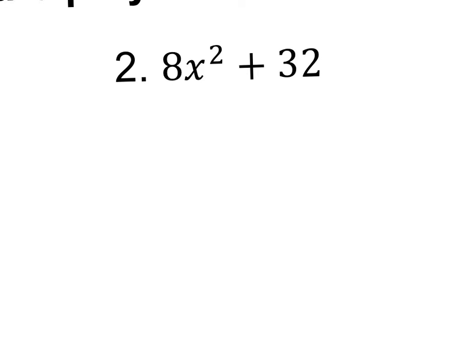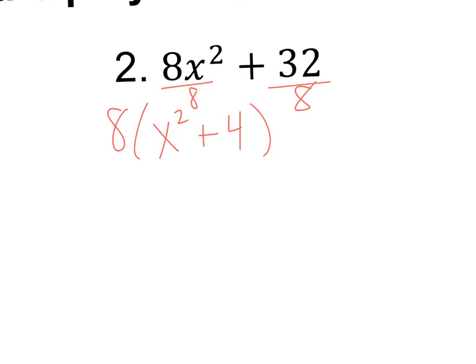Okay? Is 8 a perfect square? No. Okay, so let's see if I can find a GCF that I could take out that would make this a perfect square. So what should I try and take out? 8? Can I take out 8? Yeah, I sure can. So if I take out 8, 8x squared divided by 8 would give me just x squared, right? And 32 divided by 8 would give me a positive 4. Okay. Can I take the square root of x squared?